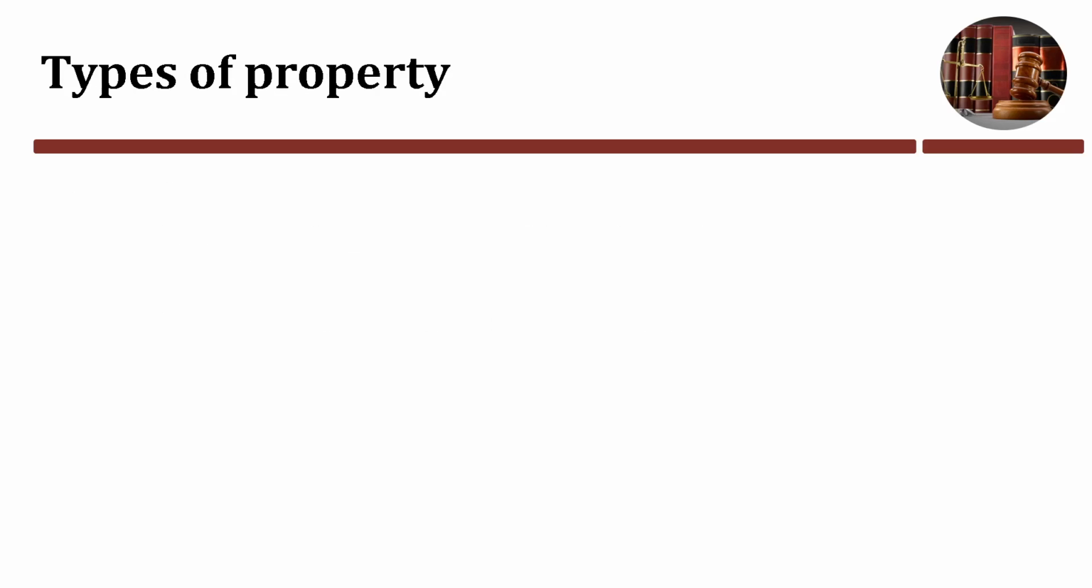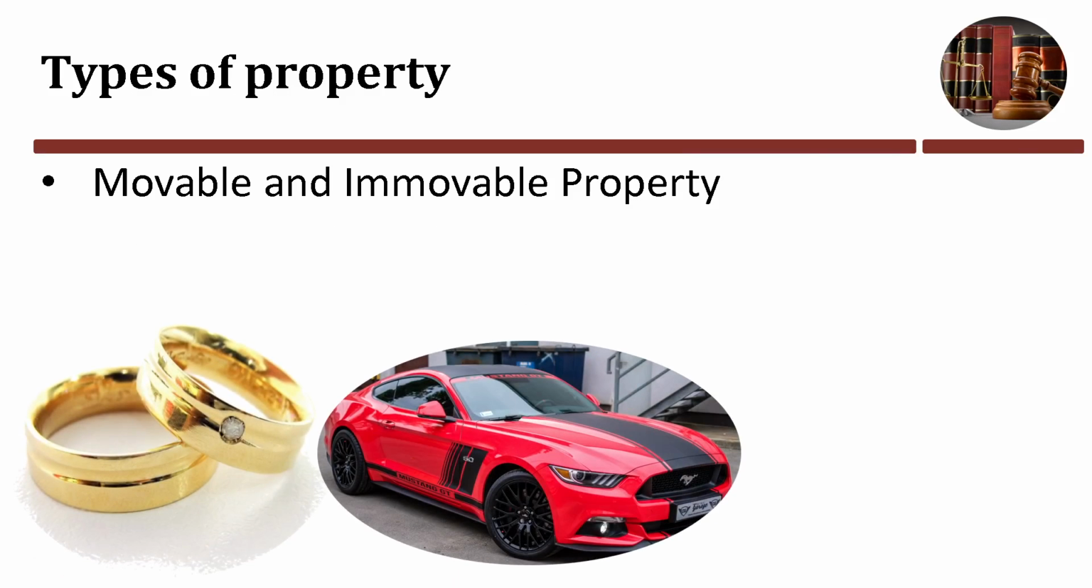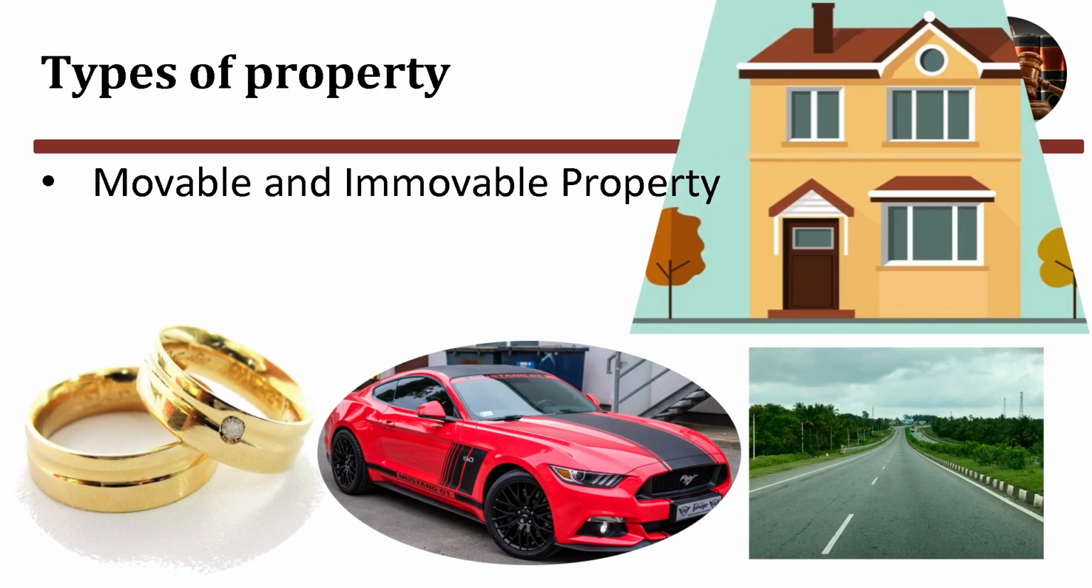Moving to the next part, what are the types of property? Property can be classified in various types like movable and immovable property. The property which can be moved from one place to another can be considered as a movable property. However, property like home, land, farms, they are considered as immovable property.